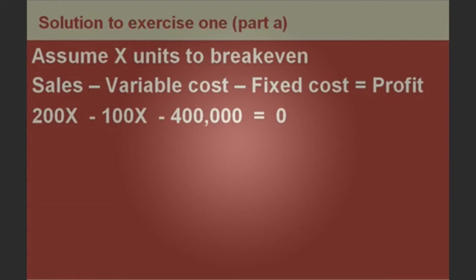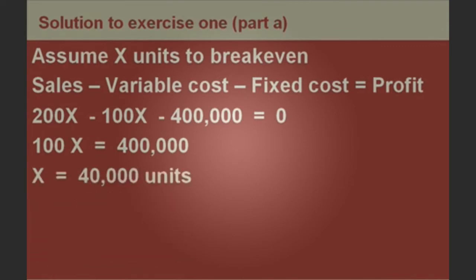Now it's high school algebra. You got to solve for X. So 100X equals 400,000 and X equals 40,000 units. So you have to sell 40,000 units to break even. That wasn't too bad, was it? Let's have a look at part B.